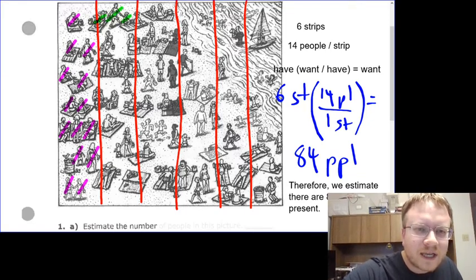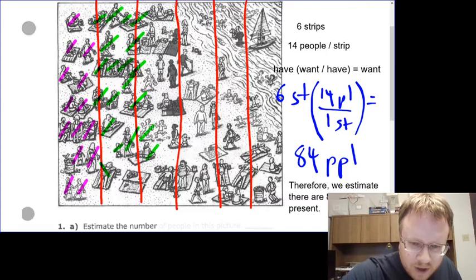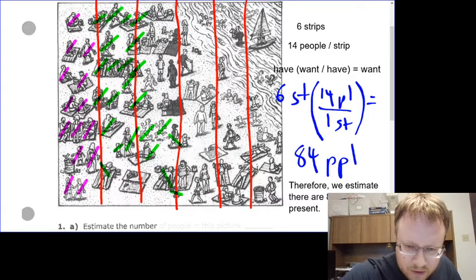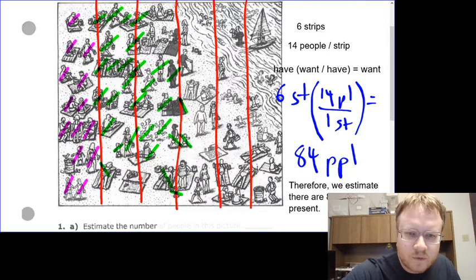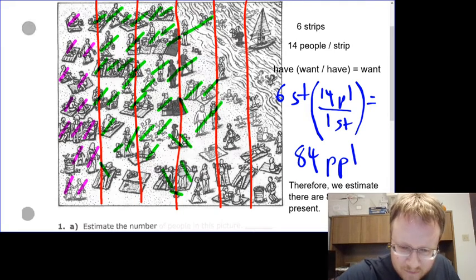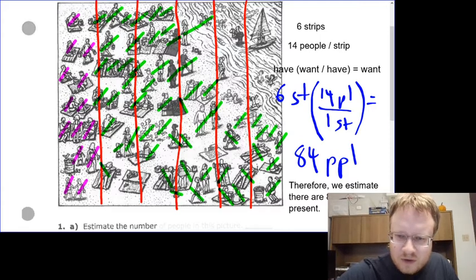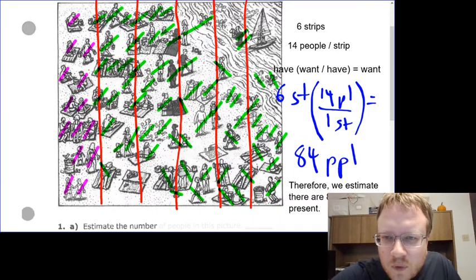15, 16, 17, 18, 19, 20, 21, 22, 23, 24, 25, 26, 27, 28, 29, 30, 31, 32, 33, 34, 35, 36, 37, 38, 39, 40, 41, 42, 43, 44, 45, 46, 47, 48, 49, 50, 51, 52, 53, 54, 55, 56, 57, 58, 59, 60, 61, 62, 63, 64, 65, 66, 67, 68, 69, 70, 71, 72, 73, 74, 75, 76, 77, 78, 79, 80, 81, 82, 83, 84, 85.